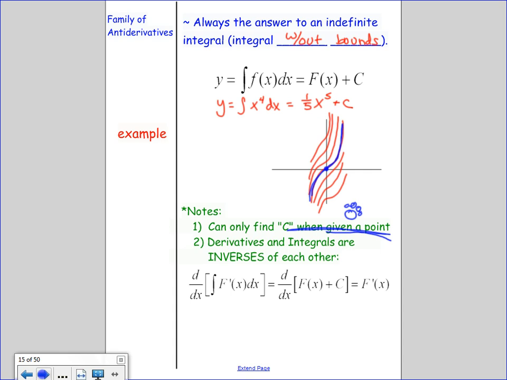Derivative of an integral equals the integrand. Derivative of the antiderivative equals the integrand. They undo each other. If one's forwards and one's backwards, put them together and they cancel each other. Couple more seconds. We good?